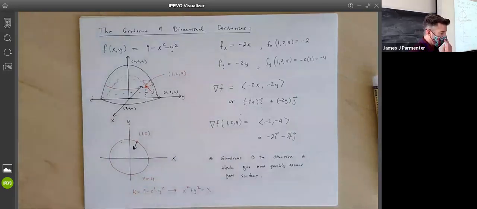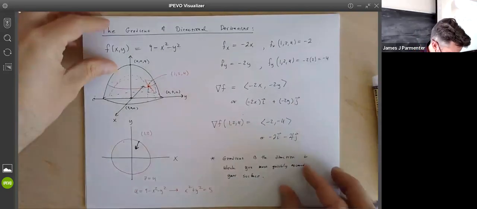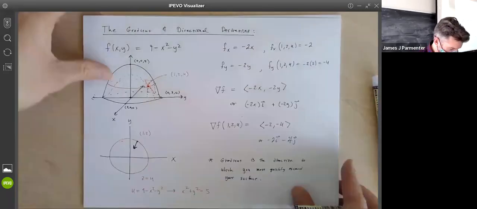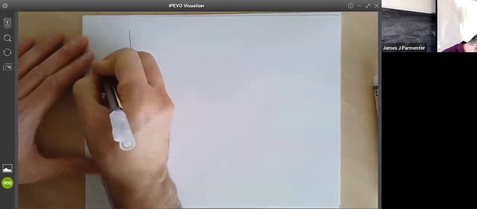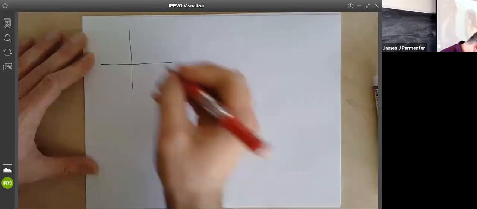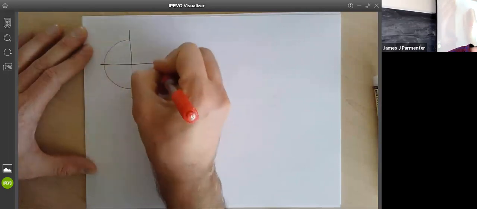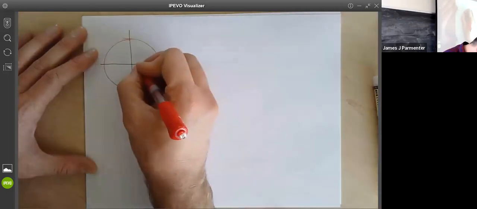The reason we're talking about the gradient mostly is because it's going to help us find what we call a directional derivative, right? We found the derivative in the x direction, it's -2. We found the derivative in the y direction, it's -4. What if I want to find the derivative in some other direction? So here's what I mean. Let's draw this level curve again.